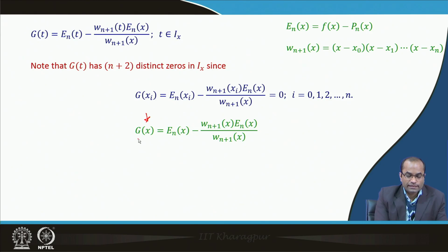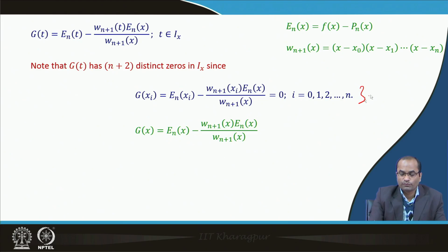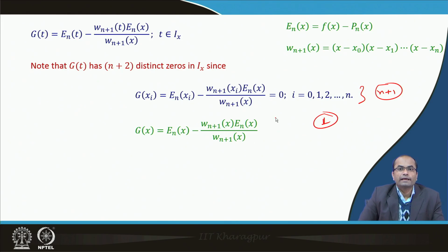So, at g(x) we also notice that this is equal to 0, because we have E_n(x), w_n and so on. These two are the same, so they cancel out, we have E_n(x) minus E_n(x), and that is 0. So, here g(x) is also 0. So, we have n+1 points here, and plus 1. So, the total, there are n+2 distinct zeros in I_x of this g.